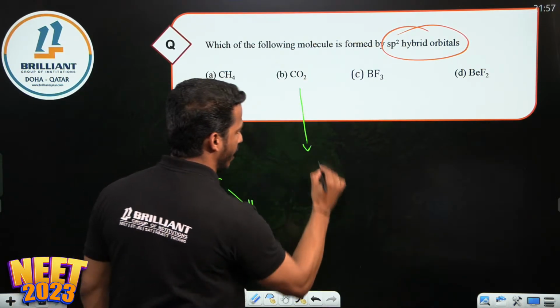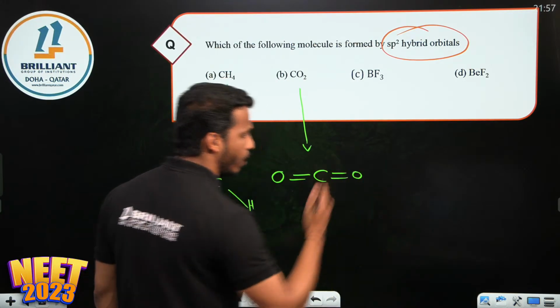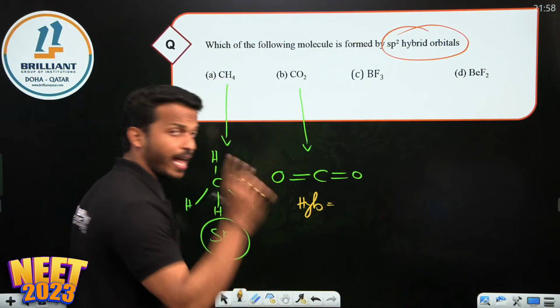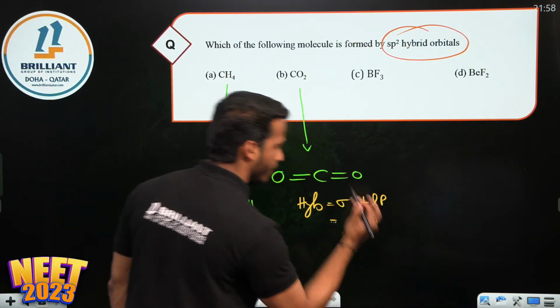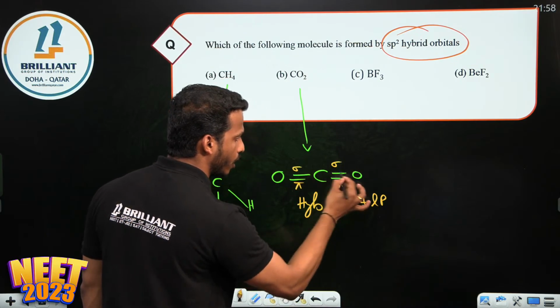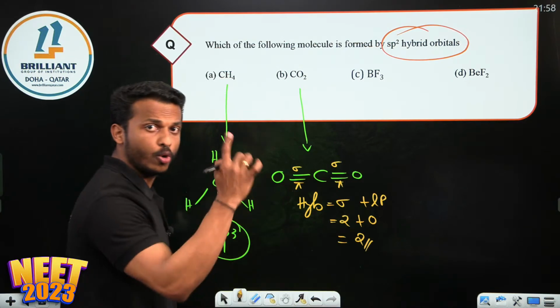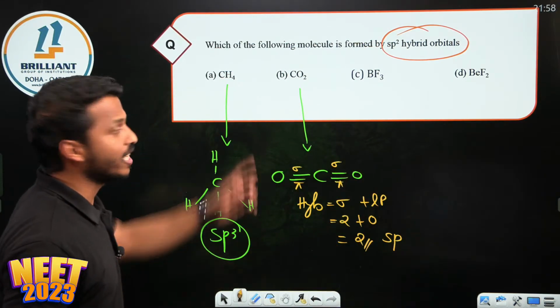What is carbon dioxide? Carbon dioxide, you know, is linear in shape. In the carbon dioxide molecule, what is the hybridization, dear all? Hybridization is given by the sum of sigma bonds and lone pairs. How many sigma bonds? Sigma, pi. Total 2 sigma bonds and no lone pair. What is the total sum? 2. 2 means hybridization is what? sp. What we need is sp2.